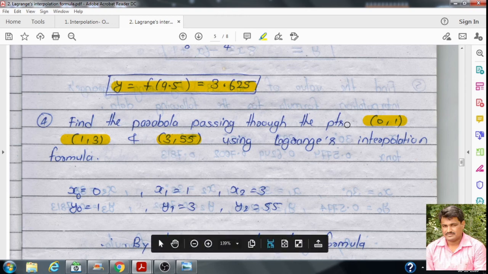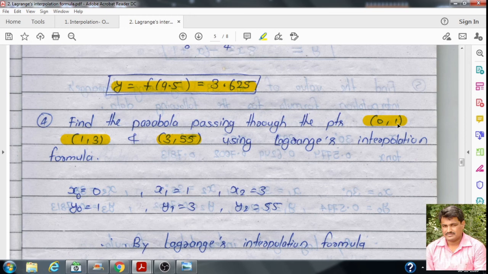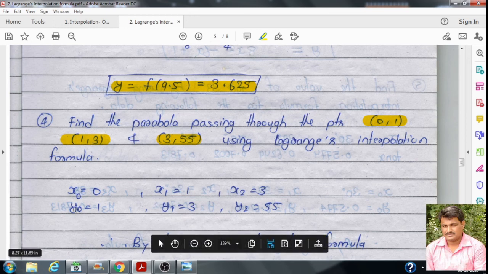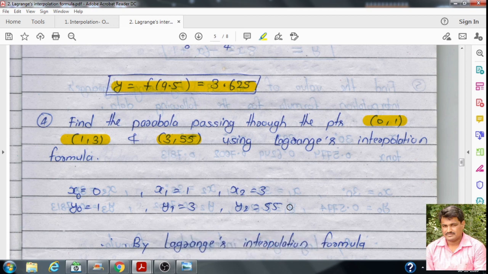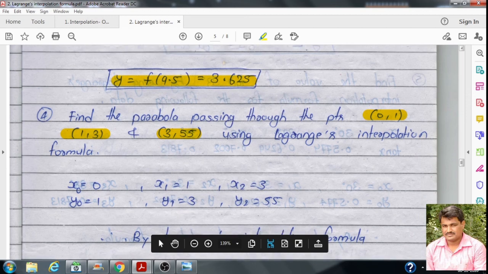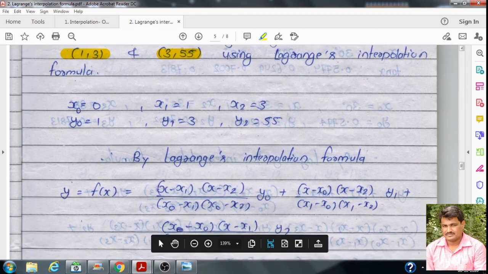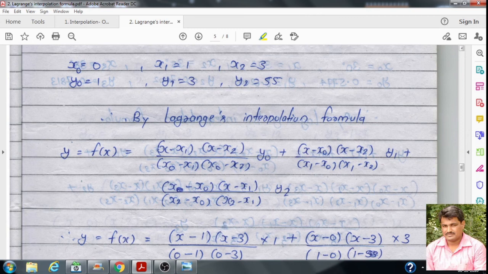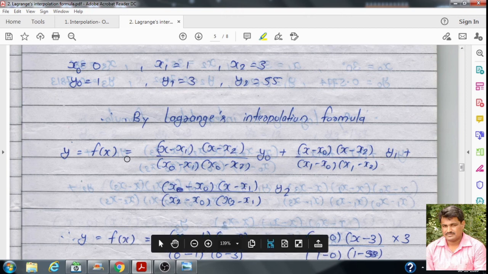We define x0 is 0, x1 is 1 and x2 is 3, the first component of every point. And the second component is y: 1, 3, 55. Hence we define y0 is 1, y1 is 3, y2 is 55. Then find the polynomial; ultimately that equation will be the equation of the parabola. For this data we define Lagrange's interpolating polynomial. Here a total of 3 points are given, hence it will contain 3 terms on the right hand side of the formula, y is equal to f of x.